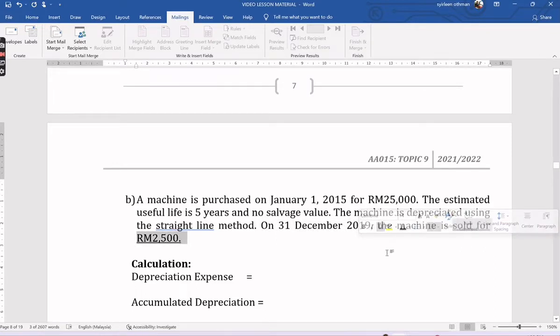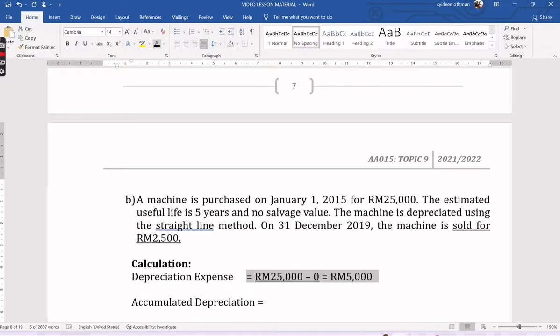The machine is sold for the amount of 2,500. That means I will be getting 2,500 in cash. So how do we go about with the entry? The first thing that you need to do, you tengok dalam soalan, the question is silent kan? So it does not mention what basis you are using. So since the question is silent, the basis that we are going to use is monthly basis.